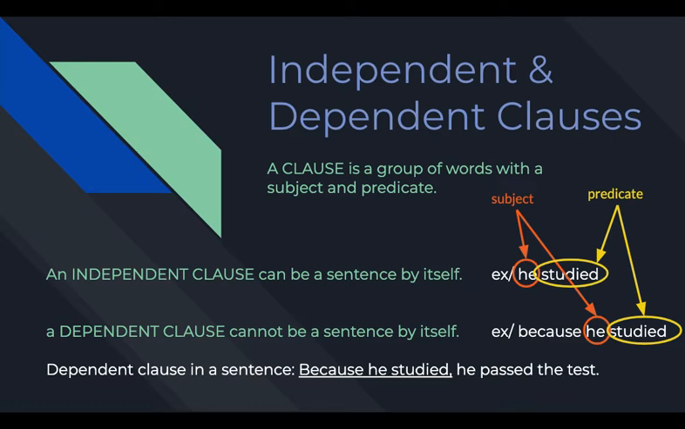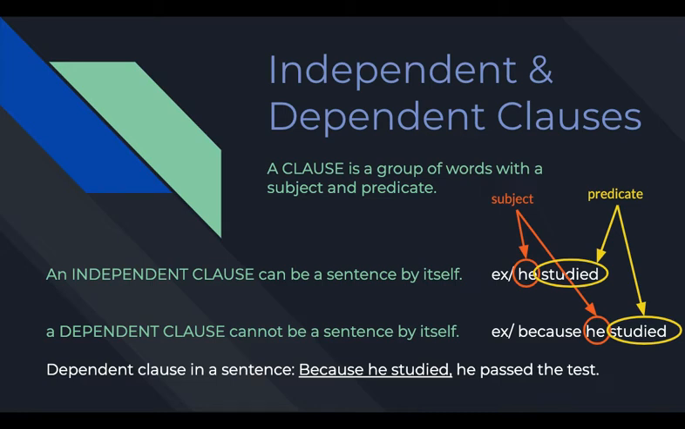A dependent clause, in contrast, cannot be its own sentence by itself. So the example over here, we still have the he studied, but now we have a because in front of it. So if you think about that, you could not just capitalize the because and add a period at the end and have a sentence. This makes sense given the meaning of dependent, right? If you are dependent on someone else, you cannot be a sentence by yourself. You can't hang out on your own. So a dependent clause is dependent on an independent clause to make a complete sentence.